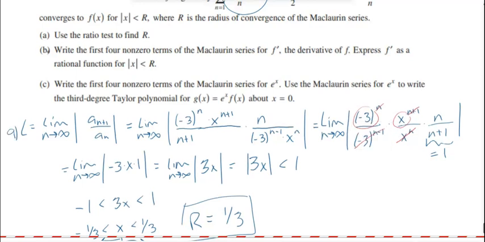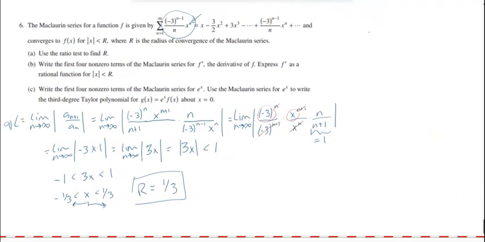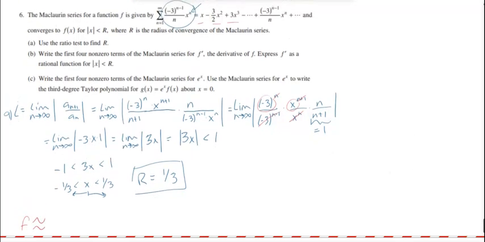Hopefully that makes sense. All right, so the next thing it asks for is the first four non-zero terms of f prime. Write the first four non-zero terms for f prime, derivative of f, express f as a rational function, for x in R. All right, so a little confusing. If I want the first four terms of f prime, then I need to have the first four terms of f. So what I want you to see is I've got 1, 2, 3. I want to have a fourth term. So f, I'm going to write f is approximately, and I'm going to write those terms.